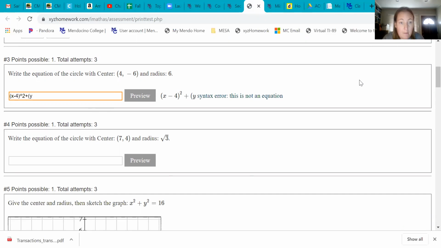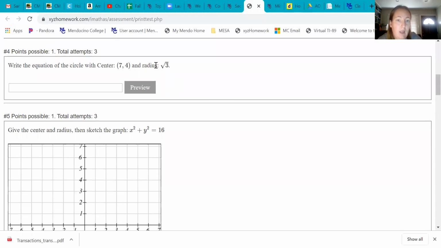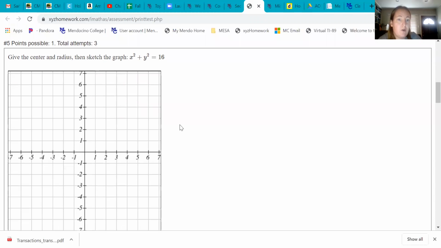Y would be plus 6 squared equals, and then you're going to square the 6 because it's radius squared in the equation. Make sure that it matches up and the syntax is okay, and you'll be good to go. Again, when you square the square root here, it'll end up equaling 3 for your equation of a circle. For graphing, it's 0 and 0. So this one's centered at the origin.